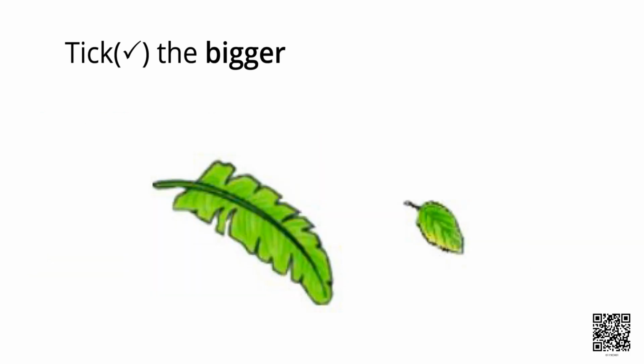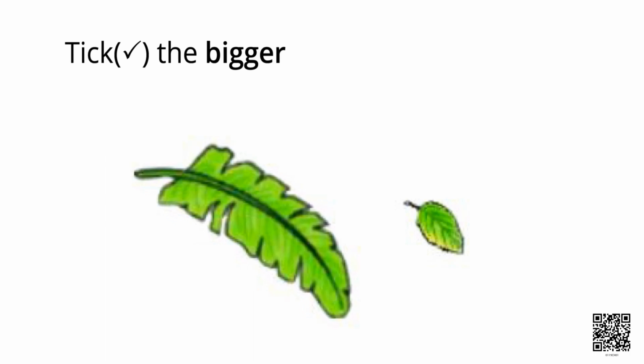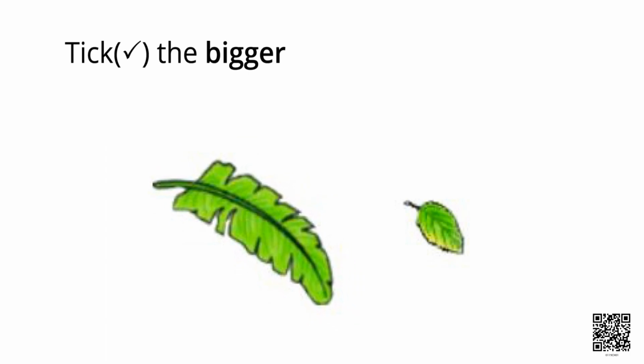So, now you look at these two pictures. What do you see? Leaves. Correct. Well done. Okay, so now you tell which of these two green leaves is bigger than the other. Look carefully. This. Wow. Yes, you did a great job. Yes, this one is bigger than the other leaf. So let's put a tick mark over the bigger one.